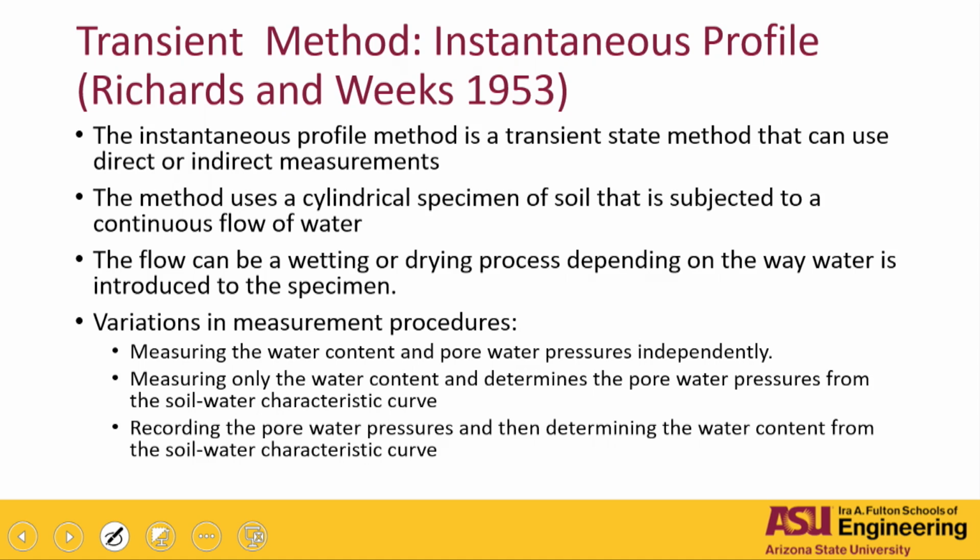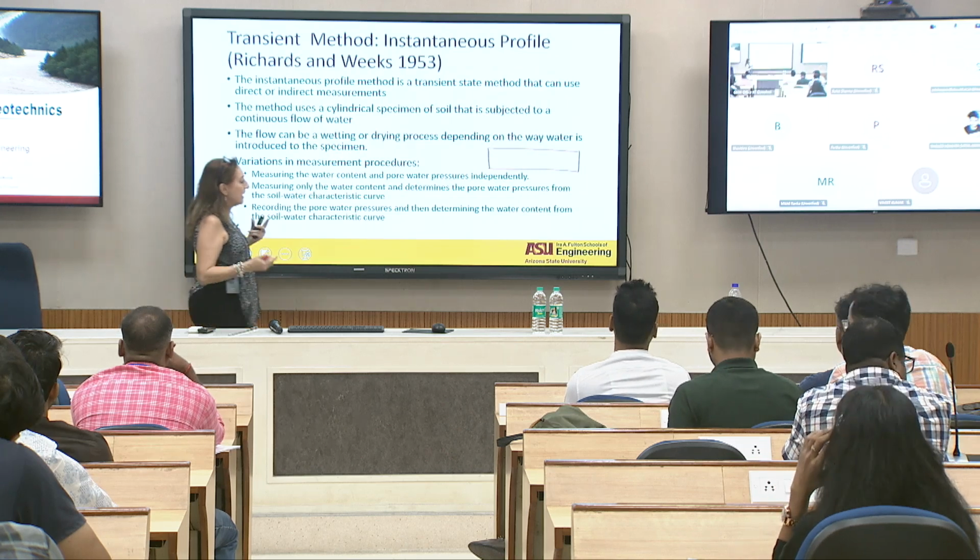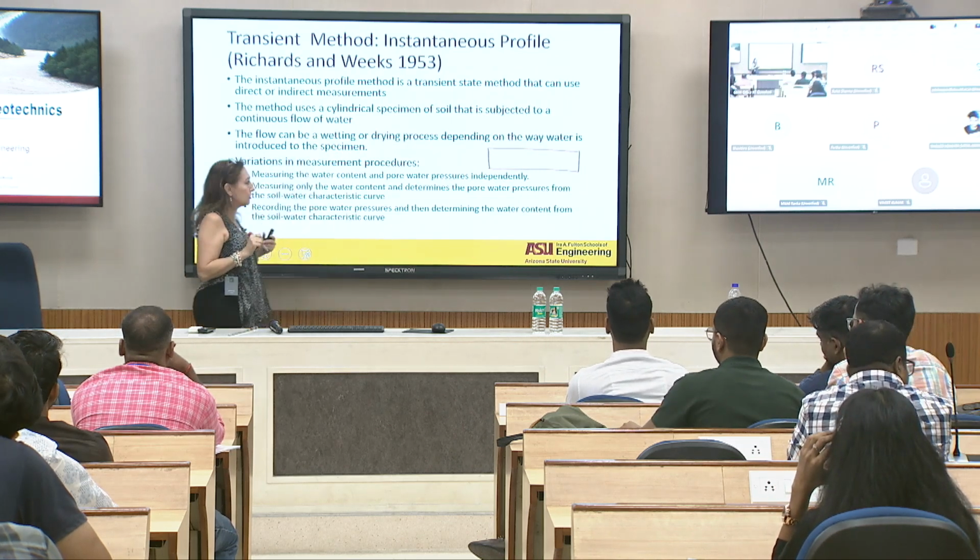The method uses a cylindrical specimen. Basically, you have a column, and you just put that column in the horizontal direction. Why? To avoid the gravitational gradient. You just want the suction gradient going on in there. The flow can be a wetting or a drying process, like we mentioned this morning. You can apply pressure on one side and let it dry, or you can open one side and just let it dry, and so forth.